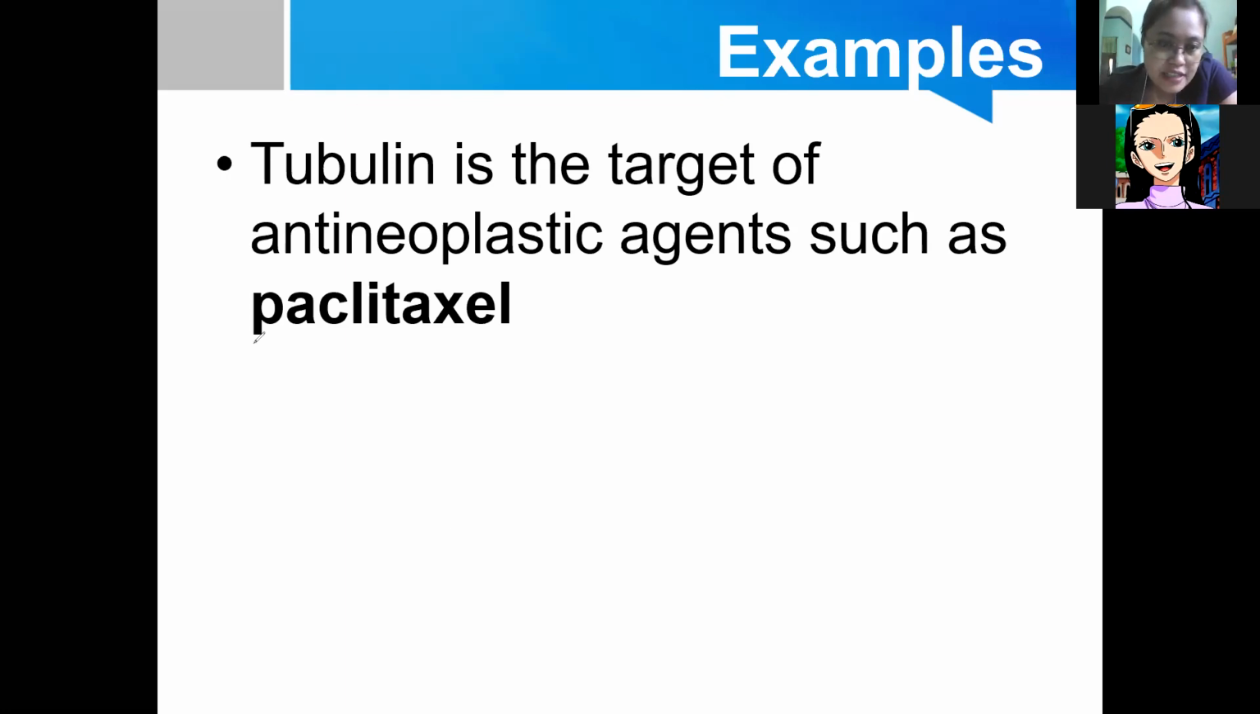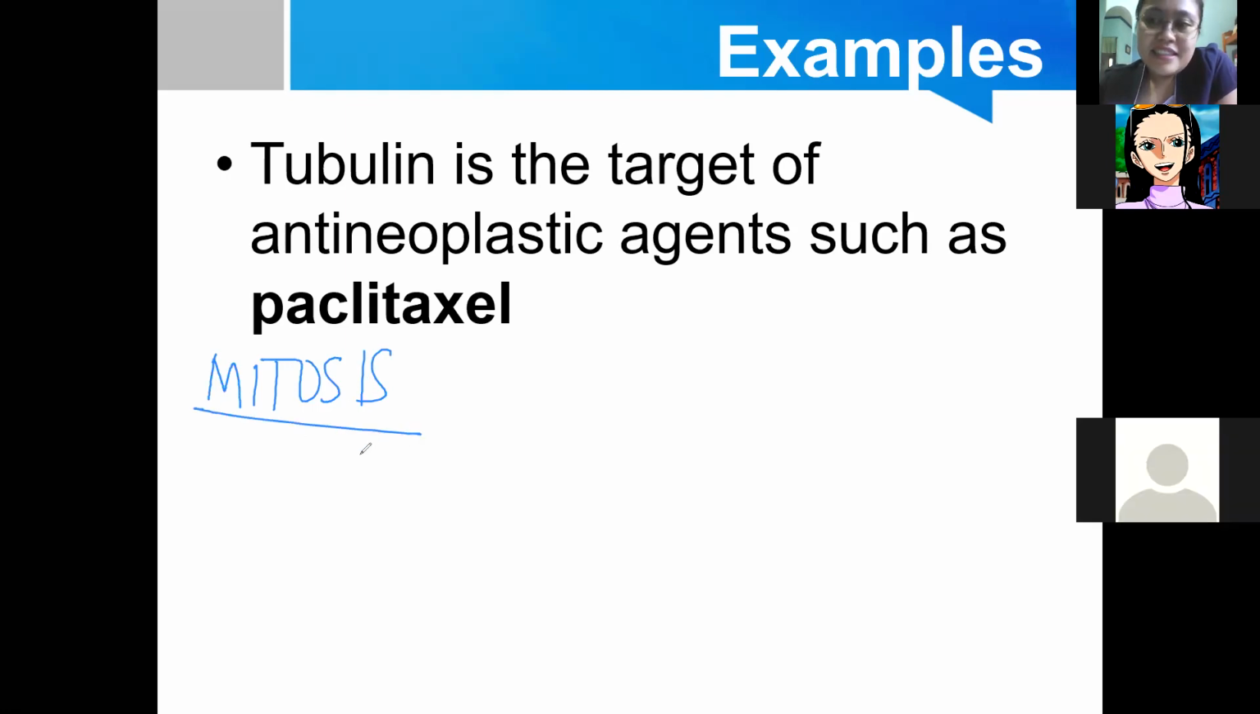Tubulin, class, relates to what we call mitosis. What are the phases of mitosis? Can you still remember mitosis? Metaphase, okay. Do not forget mitosis, class. We still need it for our drugs. So you have the interphase, prophase, metaphase, anaphase, and telophase.